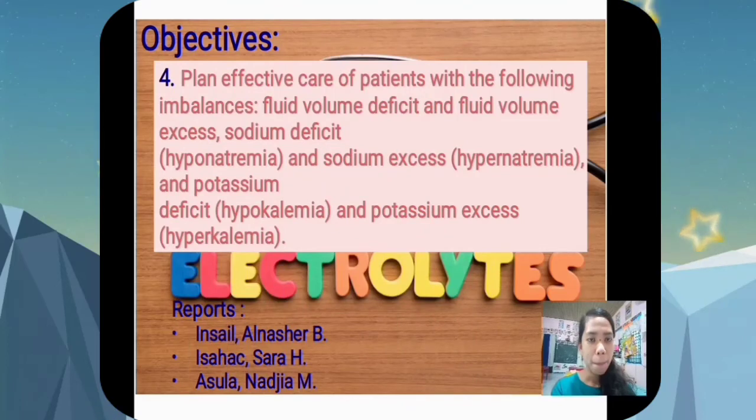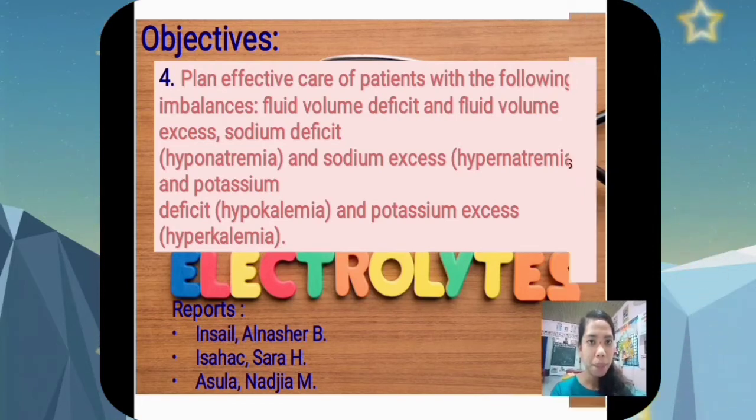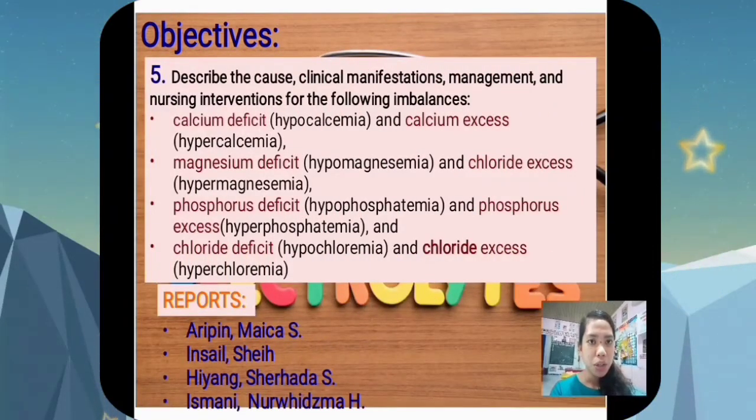So, now we are going to report objectives 4, 5 and 6. Objective 4 refers to planning effective care of the patient with the following imbalances: fluid volume deficit and fluid volume excess, sodium deficit and sodium excess, potassium deficit and potassium excess, to be reported by Mr. Insail, Ms. Isahak, and Ms. Asula.